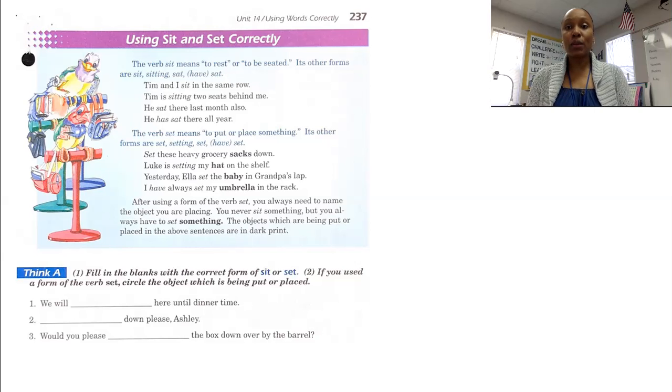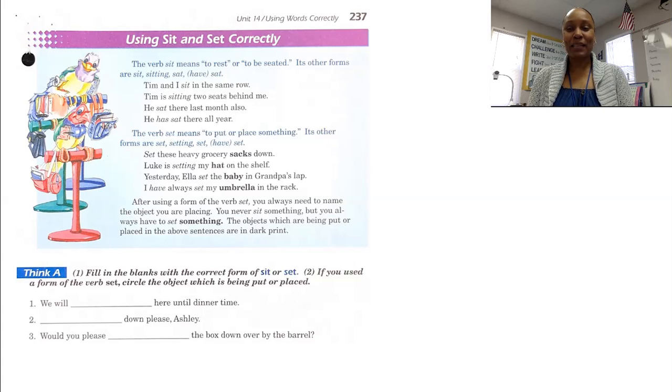So let's do number 1 together. We will blank here until dinner time. Will we sit here until dinner time, or will we set here until dinner time? Yes, we will sit, S-I-T, here until dinner time.